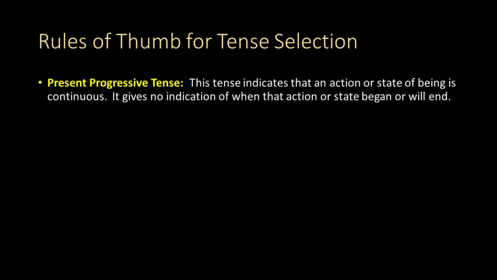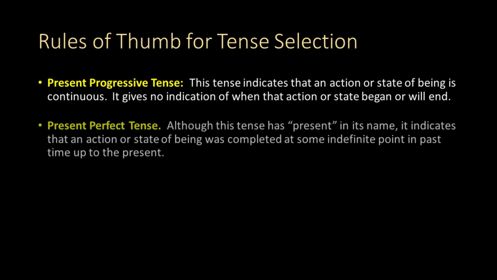Regarding the present progressive tense, this tense indicates that an action or state of being is continuous. It gives no indication of when that action or state of being began or will end. Regarding present perfect tense, although this tense has present in its name, it indicates that an action or state of being was completed at some indefinite point in past time up to the present. It may be used in combination with the simple present tense to provide background information regarding a fact.